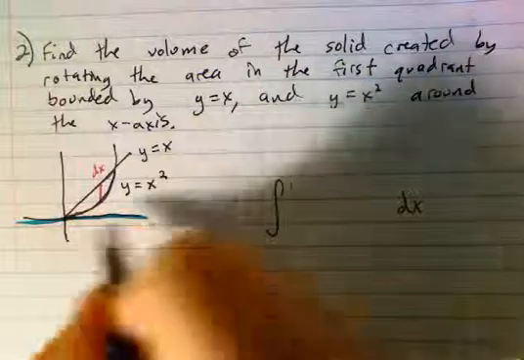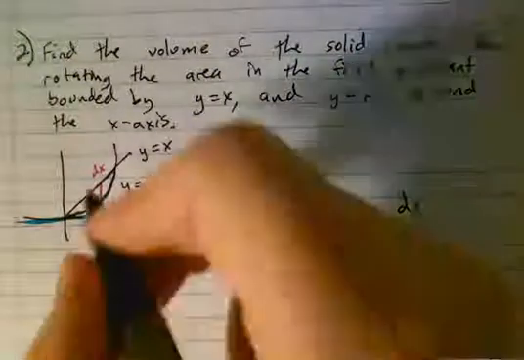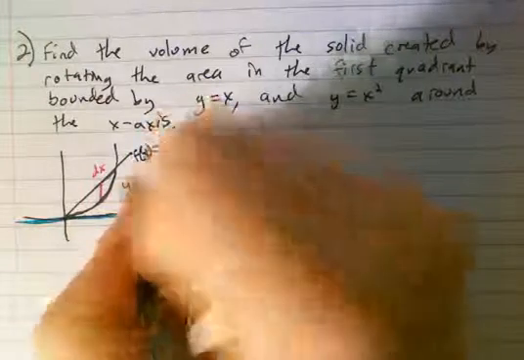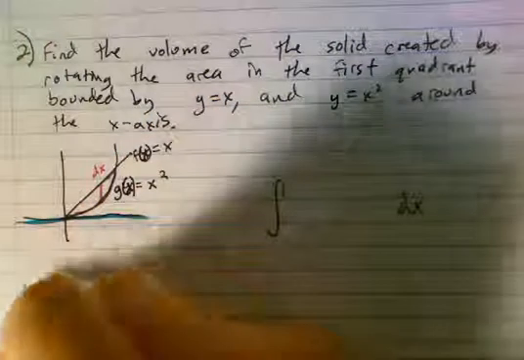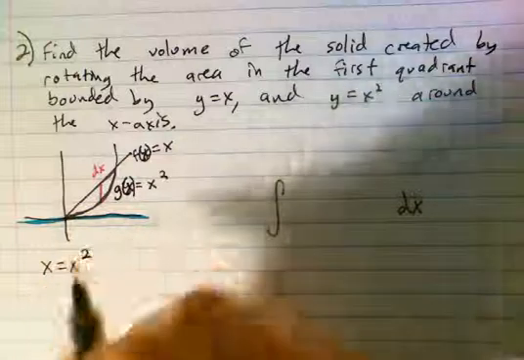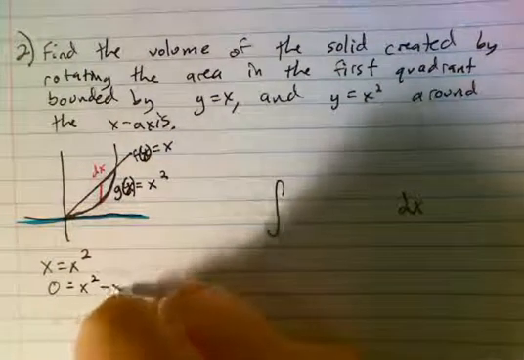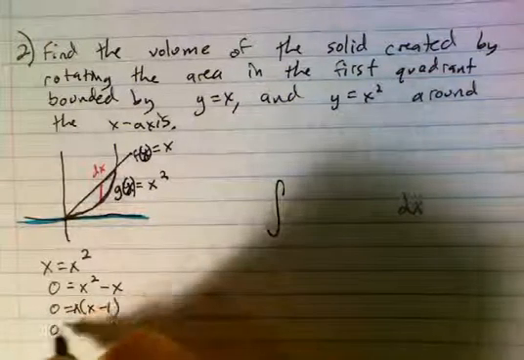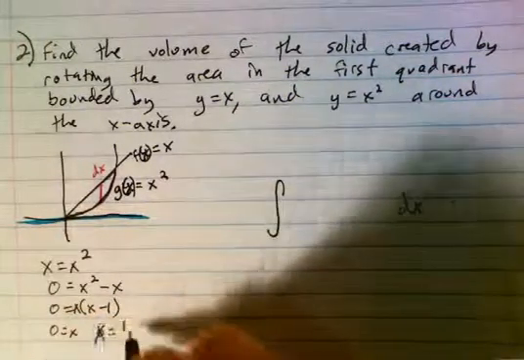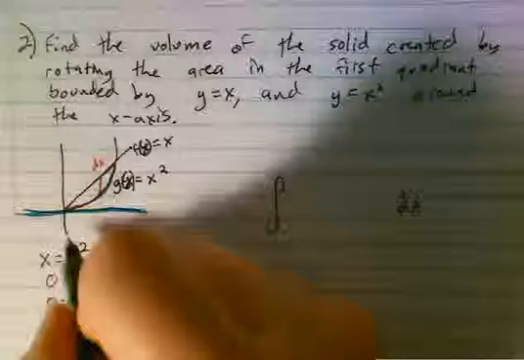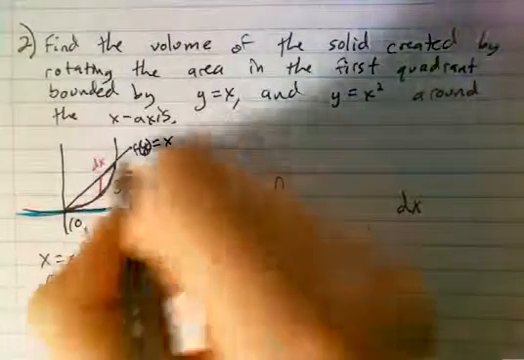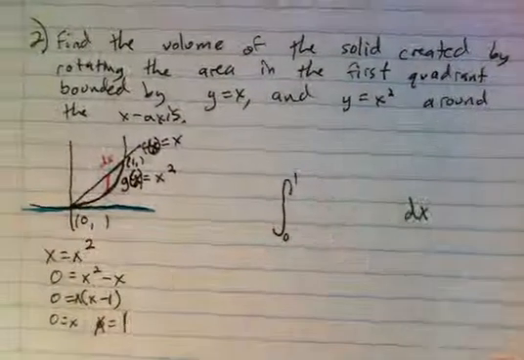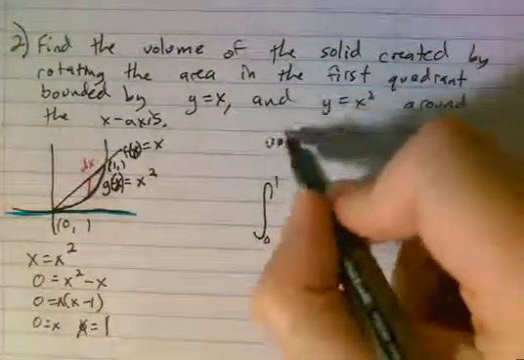We've done this a whole bunch of times, so you might know this already. Let's convert these to f of x and g of x first. So that means x equals x squared. 0 equals x squared minus x. We've done this a bunch of times. x times x minus 1 equals 0, so x equals 0 or x equals 1. Those are our two bounds. So we're going from 0 to 1.